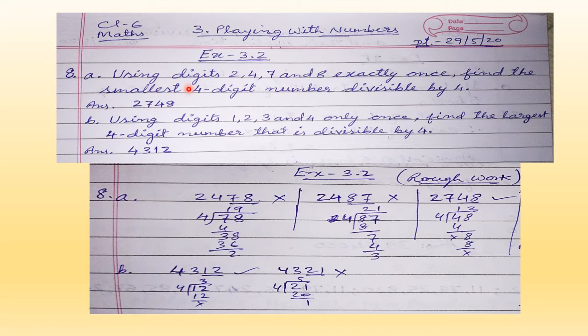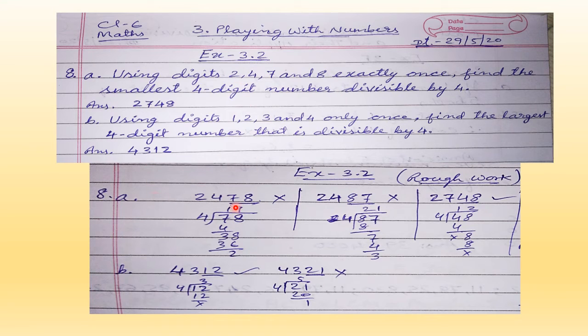Question number 8 is: using digits 2, 4, 7 and 8 exactly once, find the smallest 4 digit number divisible by 4. So how did we get this answer? The answer would be 2748. But how did we get it? Let us see that. The smallest number which can be formed using these 4 digits will be 2478. That will be the smallest.